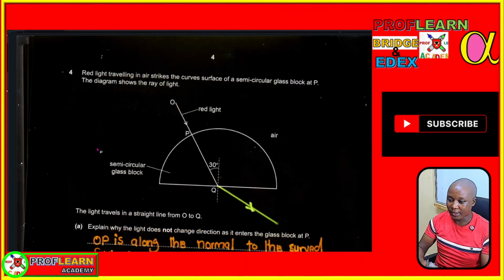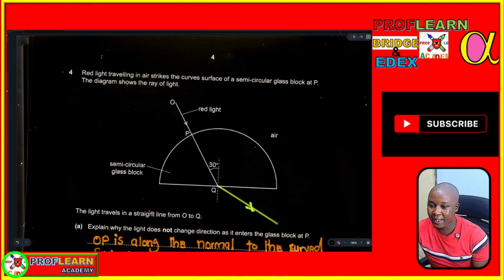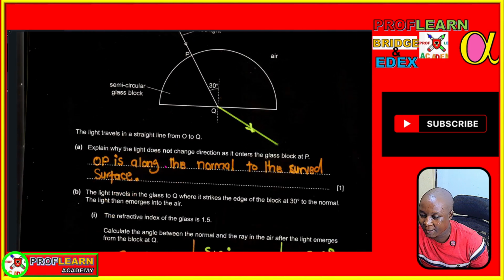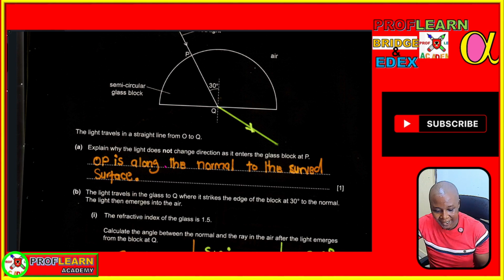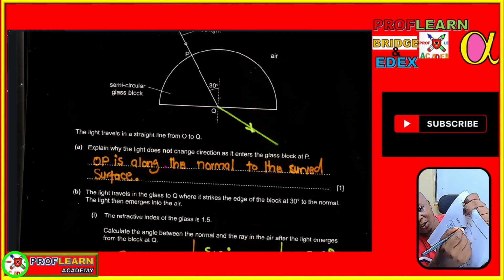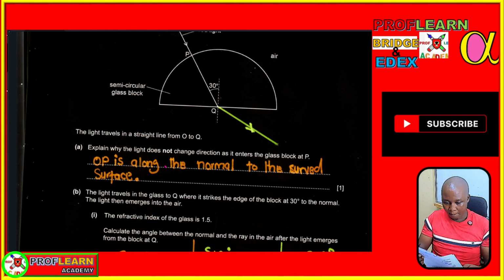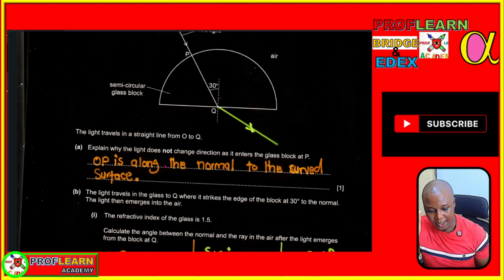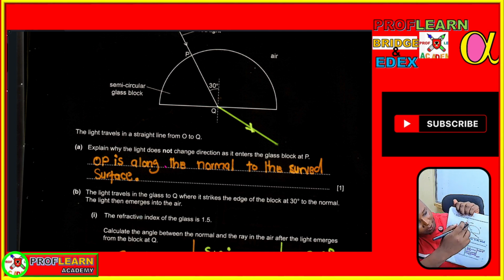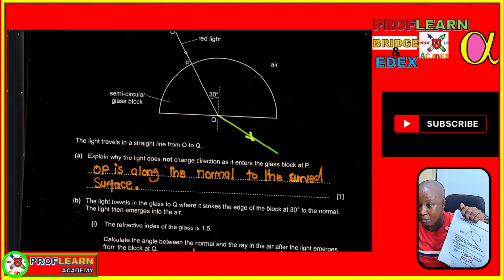The next question is about refraction, and we are told that red light traveling in air strikes the curved surface of a semicircle. This is now a semicircular block, and we are supposed to explain why light does not change direction as it enters the glass block at P. Why is it not getting refracted when it's passing through P? This is because the ray OP is at a right angle. It's at 90 degrees. It's along the normal.